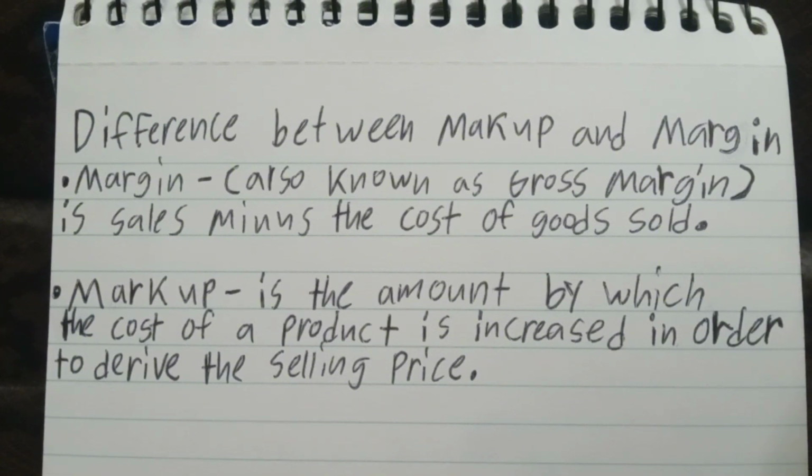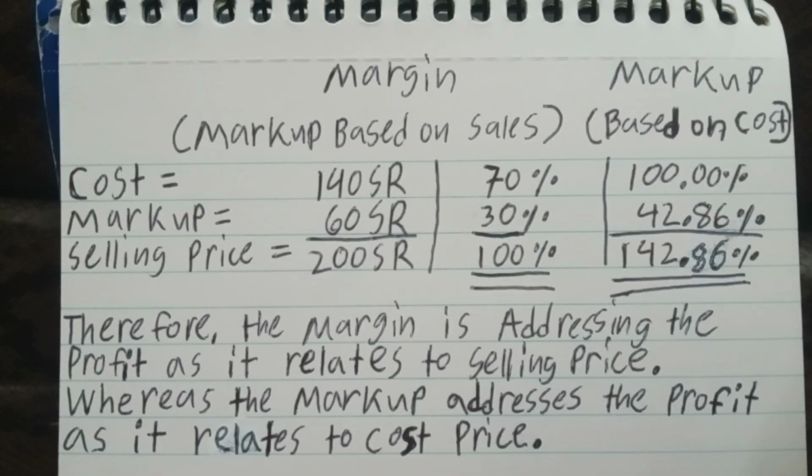Margin is also known as the gross margin, which is the sales minus the cost of goods sold. And markup is the amount by which the cost of a selling product is increased in order to derive the selling price. Here is a very great example of both of them. Let's say I got a sales amount of 200 reals, and the cost of the product that I sold is 140 reals. So the gross margin is 60 reals.